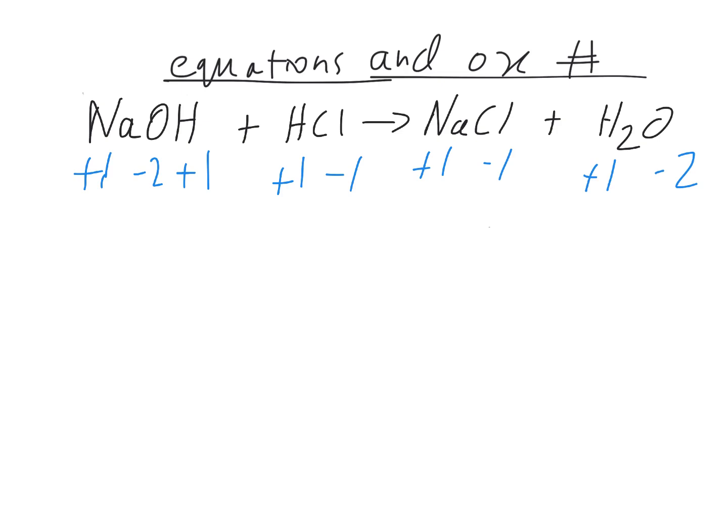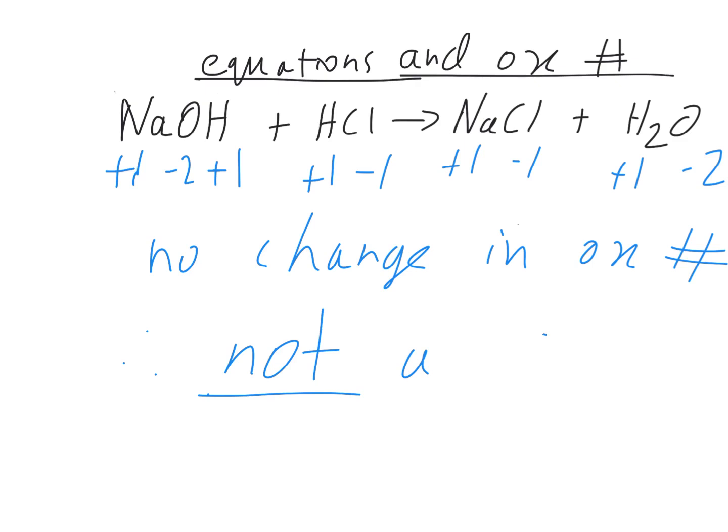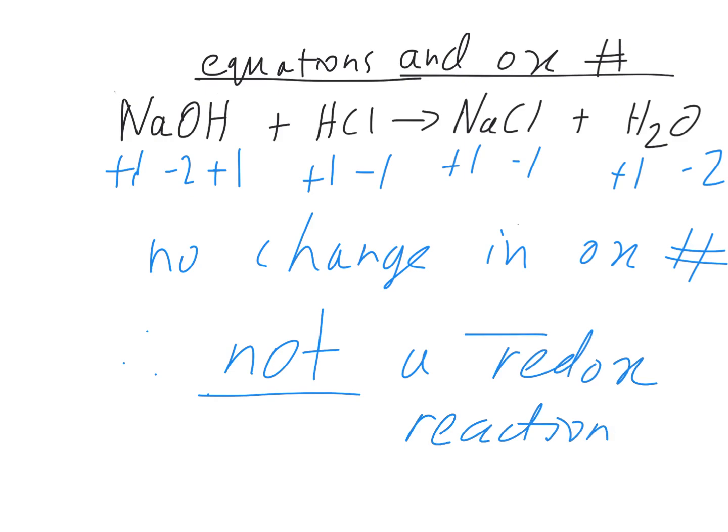And what you'll notice if you look at all these oxidation numbers is that nothing changes. Oxygen is -2 to begin with, it ends up as -2. Same for hydrogen, same for chlorine, same for sodium. So no change in ox number, therefore not a redox reaction. Not everything happens to be a redox reaction. Sometimes you have reactions that are not. Just quite simply, they're not redox reactions. And this is one of those examples.